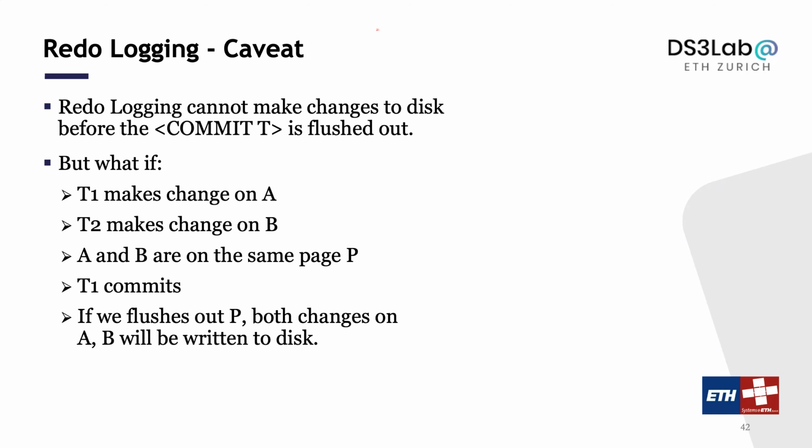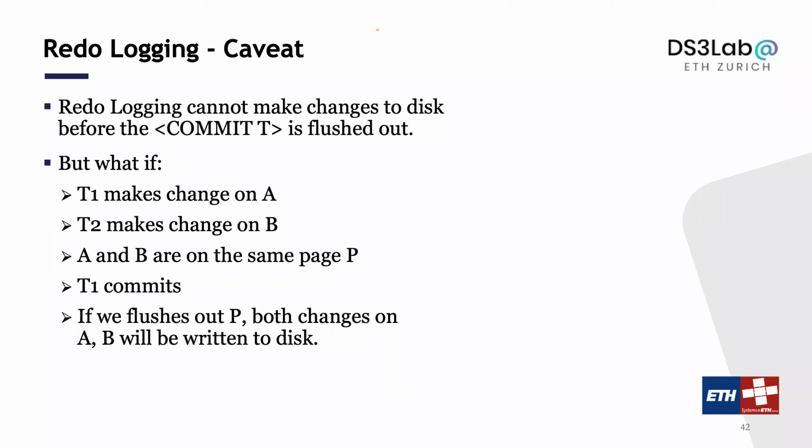And then when T1 commits, we cannot flush out P, because otherwise both of the changes A and B will be reflected on my hard drive since they're on the same page, but T2 hasn't committed yet. I haven't flushed out the log of T2, so I cannot make any changes of T2. So you are forced to keep all the changes done by T1 in the buffer, even though T1 committed a long time ago, because T2 hasn't committed yet.